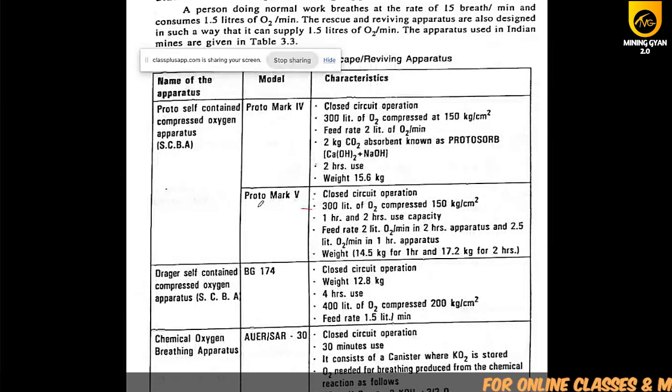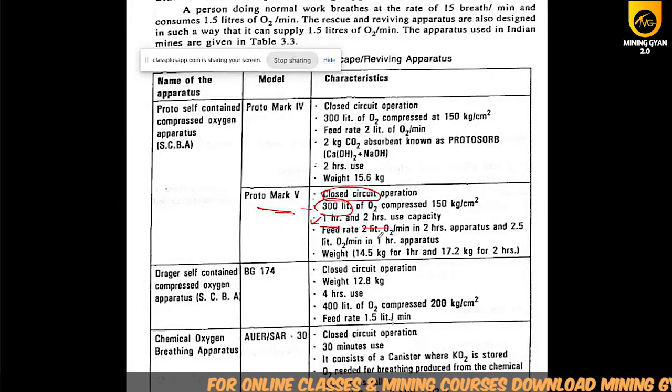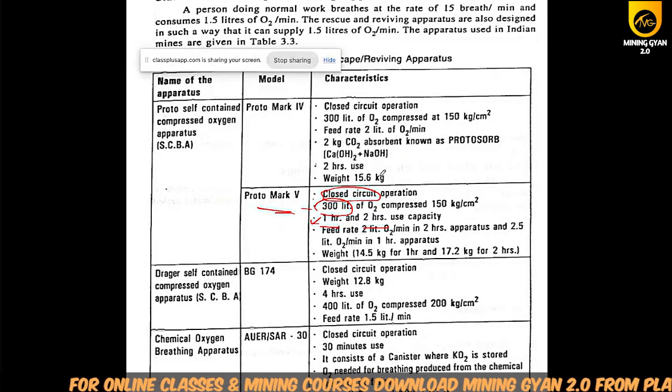Second, proto Mark 5 is similar: closed circuit, 300 liter, but its capacity is 1 hour to 2 hour of use. The only difference is the capacity.